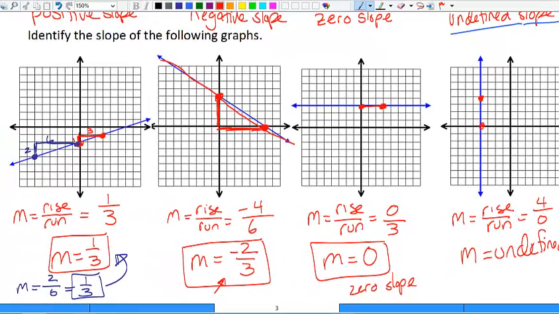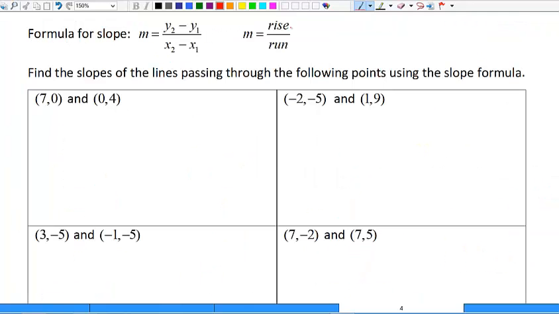So either you memorized it and you knew that a vertical line should have an undefined slope, or you use your rise over run and you still get undefined slope. So for more practice for slope, I rewrote the formulas up here at the top of the paper so you didn't have to keep flipping over. It says find the slope of the lines passing through the following points using the slope formula.